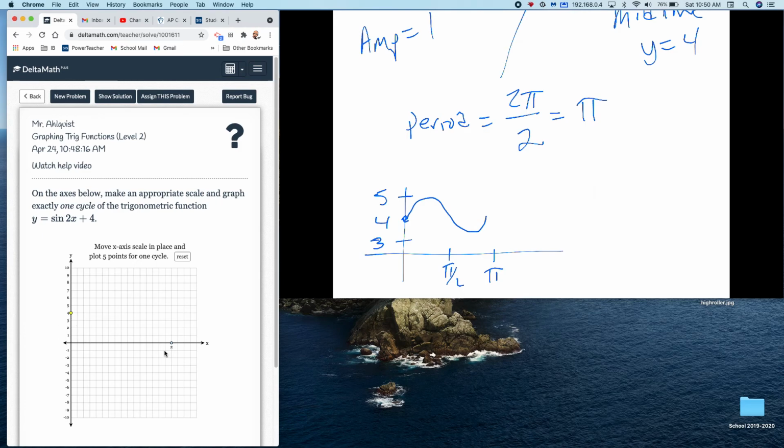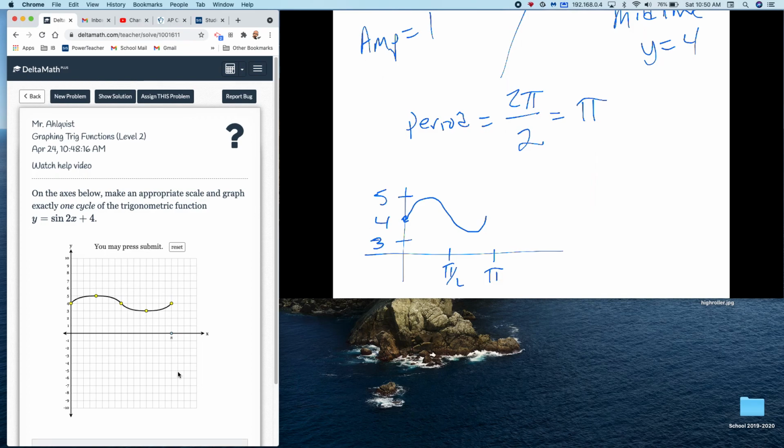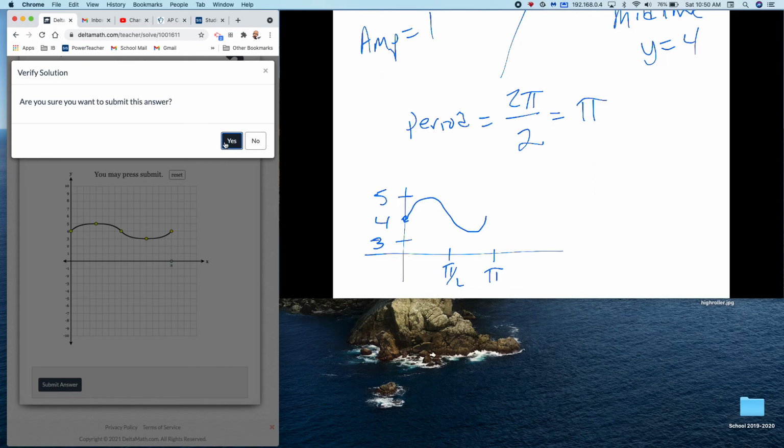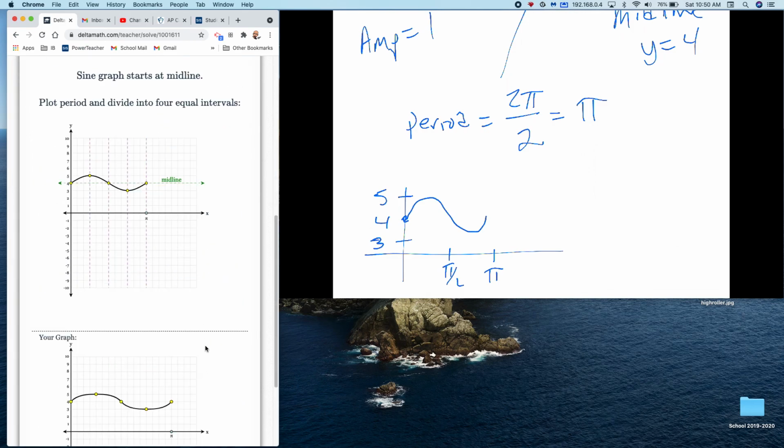So I start at 4. I know that when I run to the middle, which is 1, 2, 3, 4, 5, 6, 7, 8, I'm back at 0, 1, 2, 3, 4, 5, 6, 7, 8, and then I'm back there. I know right in the middle here, I'm going to go up to 5. And right in the middle here, I'm going to go down to 3. And there's my graph. And when I submit that answer, it's going to tell me that one's right. And it's going to draw a little nicer graph, but it's going to adjust it to where I put it.